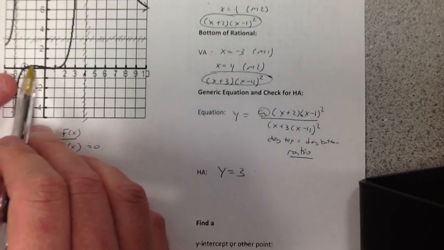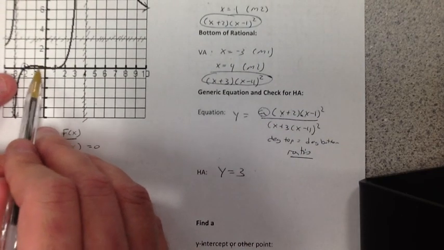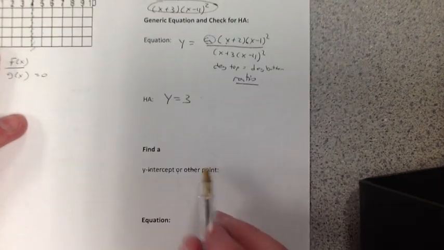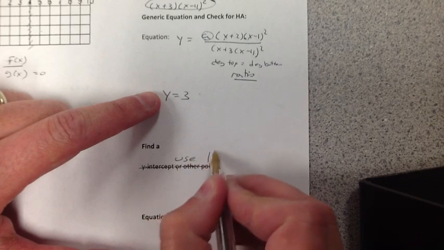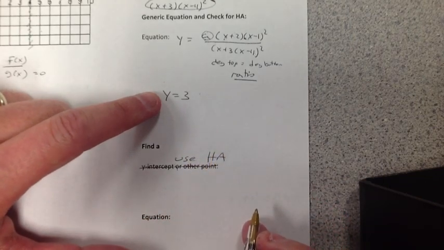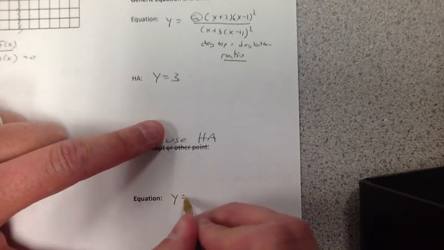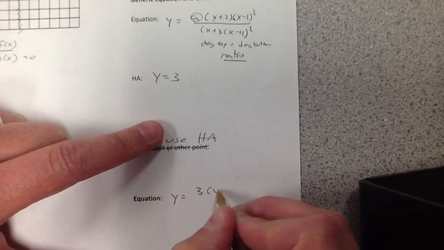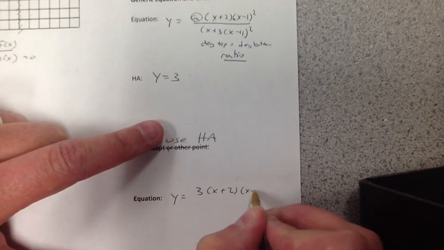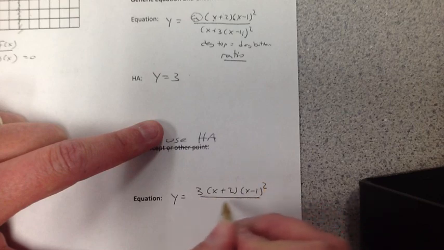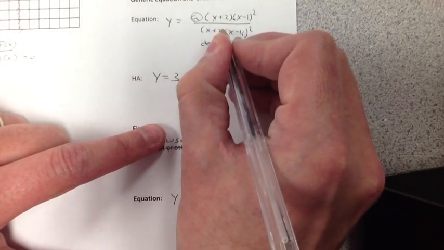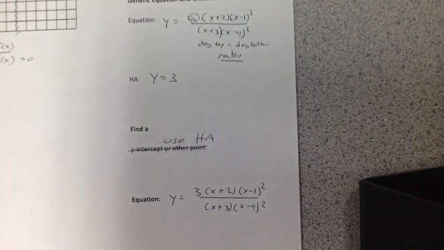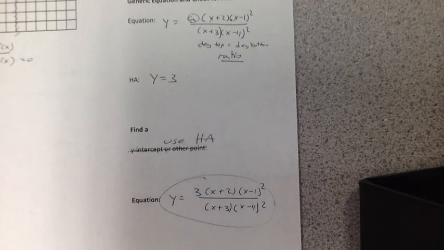Now the y-intercept here is not very good because we don't really quite know what it is, or another point, but because we know the horizontal asymptote, we can actually use that. So what do we get for our equation? Y equals 3, the top stays, x plus 2, x minus 1 squared, over x plus 3, x minus 4 squared. I forgot my parentheses up here too. Be careful with that. And there's our equation for our graph up here.